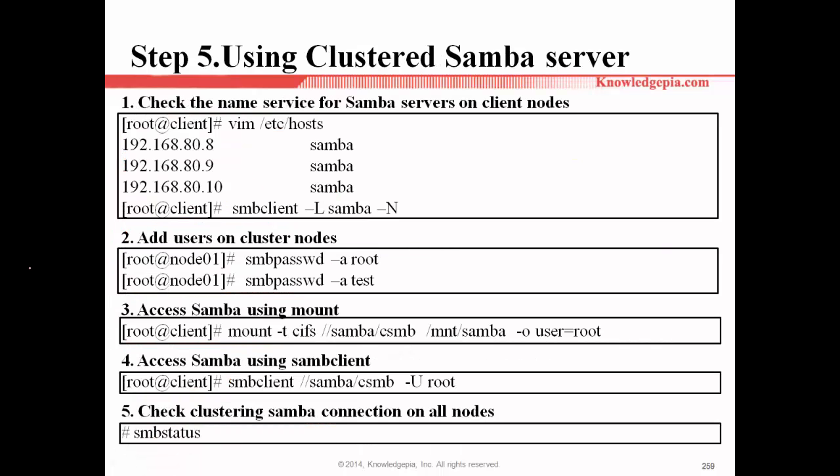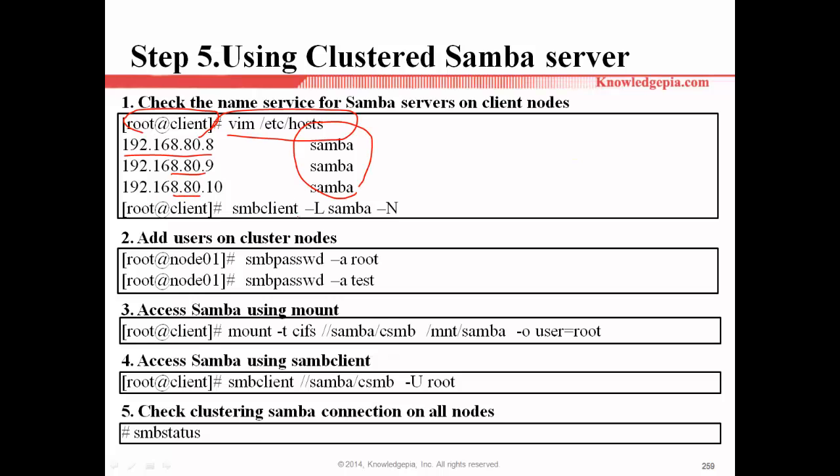Step 5, using the clustered Samba server. Up to step 4, I explained how to start the CTDB service. So step 5, the last step, is how to use the cluster Samba server. In my case, first of all, in the client system, you have to configure the DNS service for Samba servers. I will use /etc/hosts. So here, 192.168.88, 89, and 8010 is a Samba server.